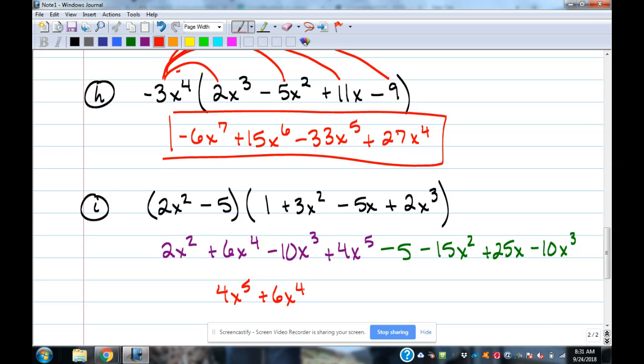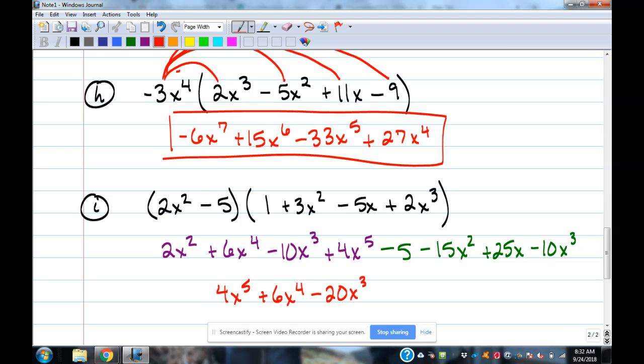X to the third. So we got a negative 10x to the third, and then another negative 10x to the third. Negative 28x to the sixth. Close. X to the third. Remember, when you're adding and subtracting, the exponents don't change. Only when you're multiplying do exponents change. Or dividing, technically.